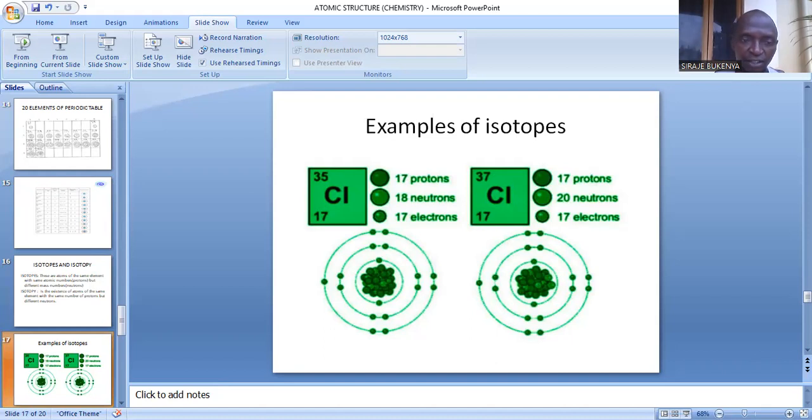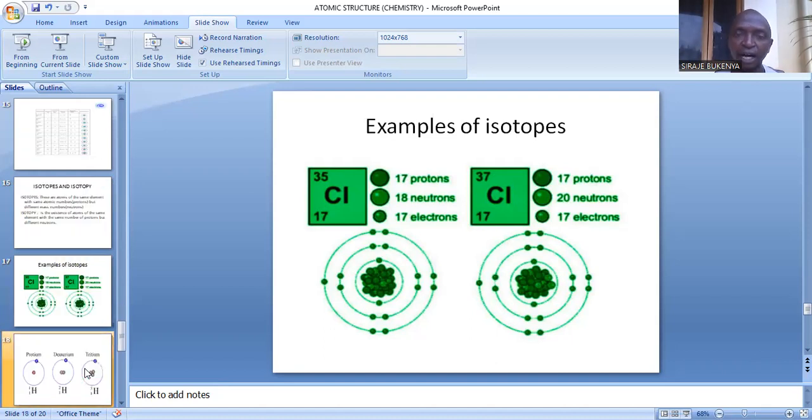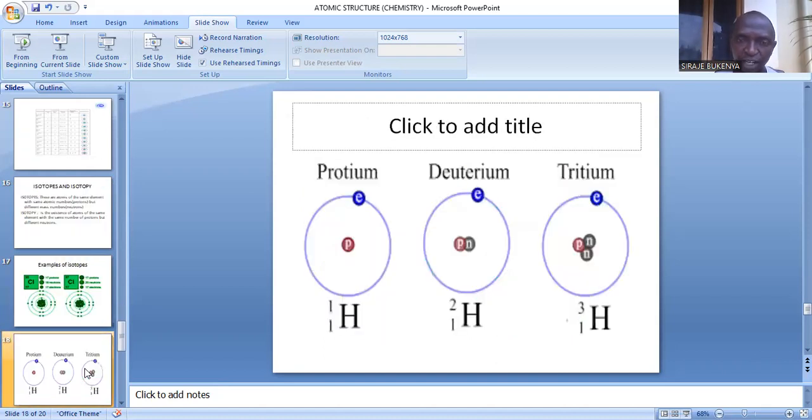Then you can also have another example, which is hydrogen. There's hydrogen with mass number 1, then mass number 2, mass number 3. The different names are protium, then deuterium, and tritium. So those are different examples that we can have.